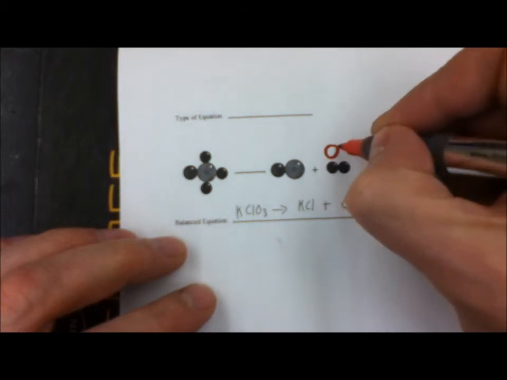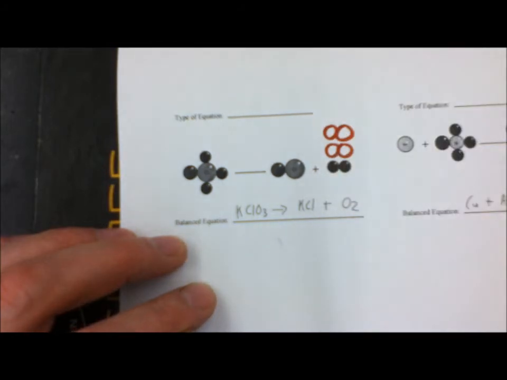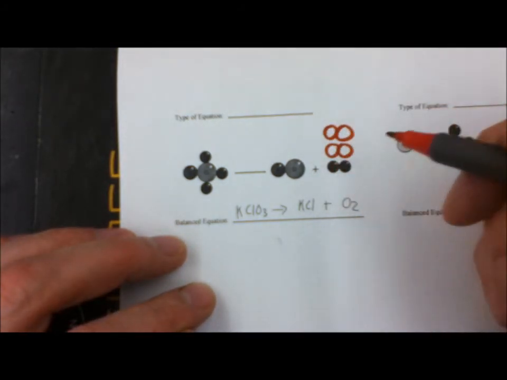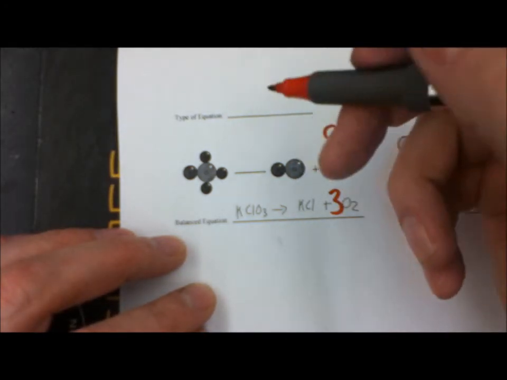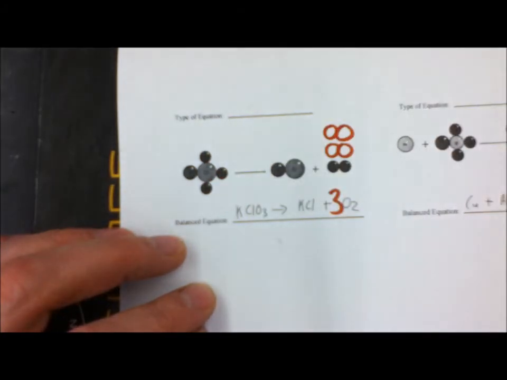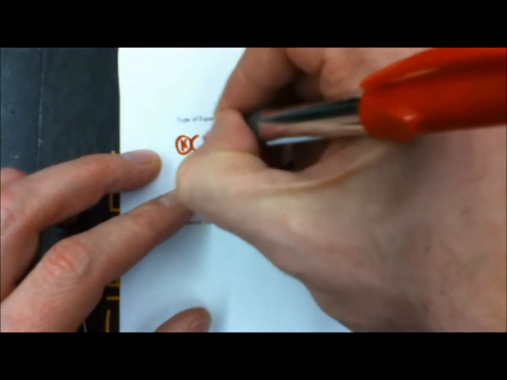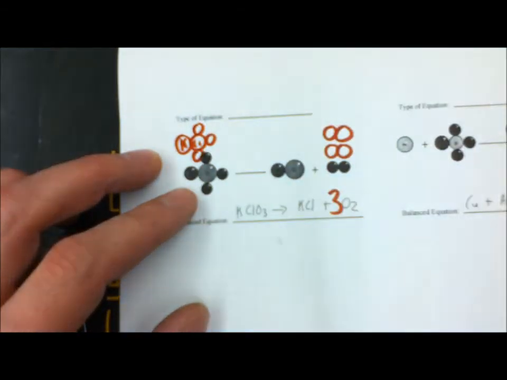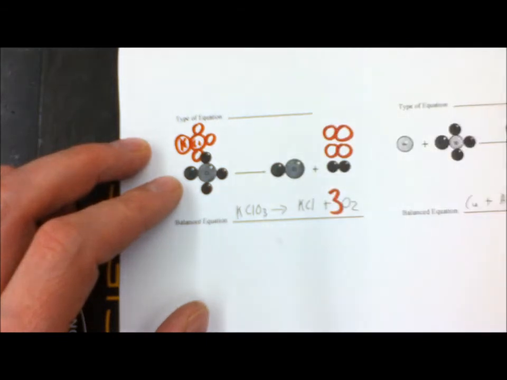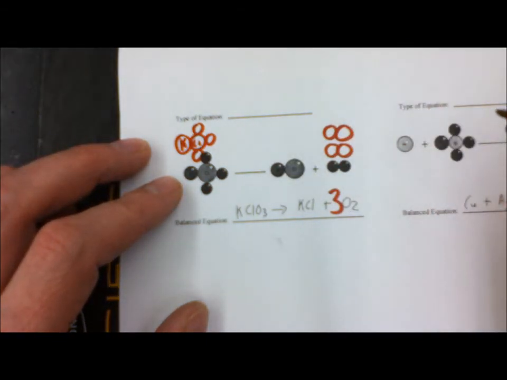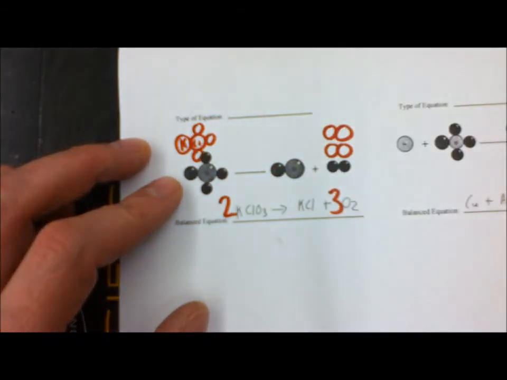Okay, so if I add another molecule of oxygen, now I've got 4. Add a third molecule of oxygen. Now I have 1, 2, 3, 4, 5, 6 oxygen atoms, but we have 3 molecules of oxygen. So I've got 3 oxygen atoms here. How do I get 6 here? Well, if I add another potassium chlorate there, now I've got 1, 2, 3, 4, 5, 6 oxygen atoms. So that balances the oxygen atoms over there. But I've got 2 molecules of potassium chlorate there, so I put a 2 there.